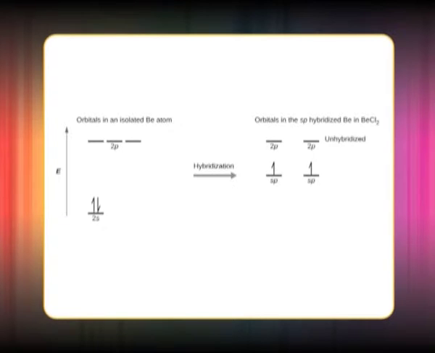In the excited state, the beryllium atom undergoes sp hybridization by mixing a 2s and a 2p orbital. Thus, two half-filled sp hybrid orbitals are formed which are arranged linearly. These half-filled sp orbitals form two sigma bonds with two chlorine atoms. Thus, beryllium chloride is linear in shape with a bond angle of 180°.